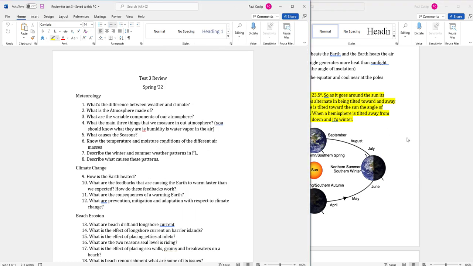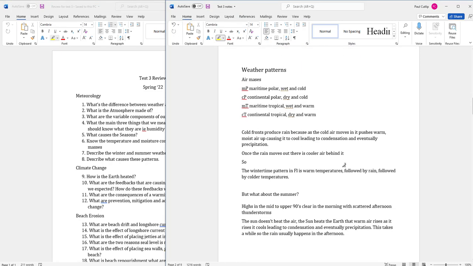Let me see. Temperature and moisture conditions of the different air masses. This is what controls a lot of our weather, right? And so we've got this little shorthand for air masses. Anything with an M stands for maritime, and it's going to be wet or humid. Anything with a C stands for continental, and that's going to be dry or not humid air. Anything with a P stands for polar, that's going to be cold. And anything with a T stands for tropical, and that's going to be warm, right?